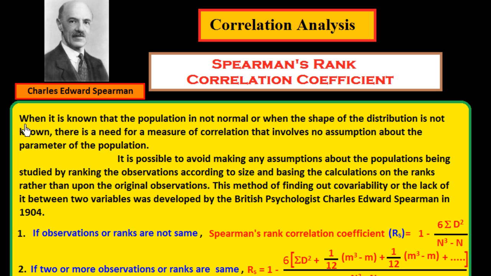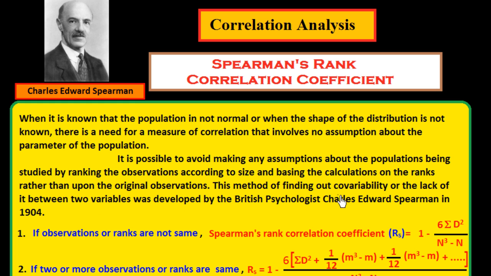What are the utilities of this? When it is known that the population is not normal, or when the shape of the distribution is not known, there is a need for a measure of correlation that involves no assumptions about the parameters of the population. What about the parameters, the mean and the standard deviation? It is possible to avoid making any assumptions about the populations being studied by ranking the observations according to size and basing the calculations on the ranks rather than upon the original observations.